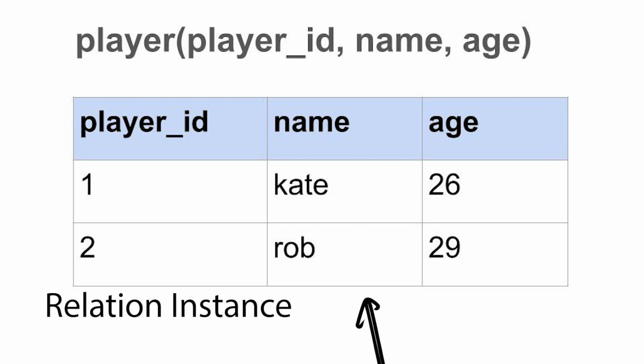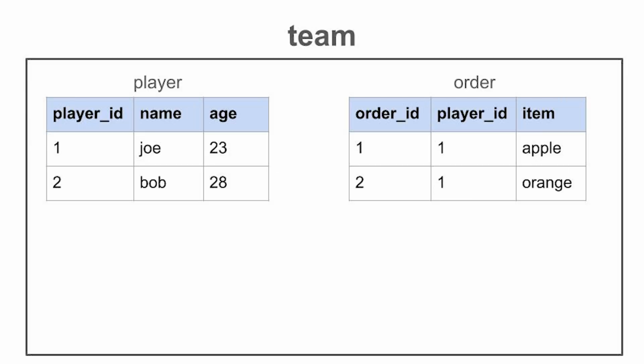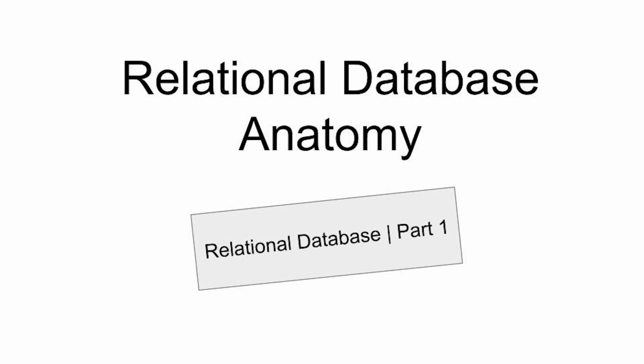This instance changes regularly as the player data is modified, but the relational schema changes much less often, if at all. For the overall database, the design of the database is called the database schema, while the actual database and its data is called the database instance. In part 2, we'll understand relational databases even more.